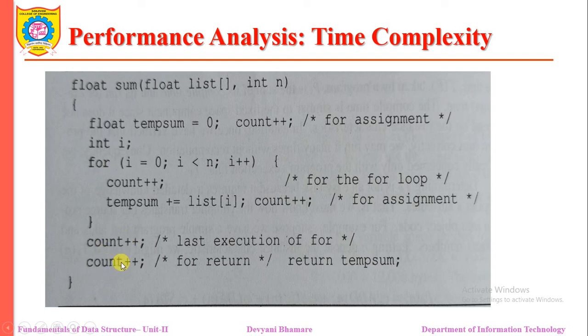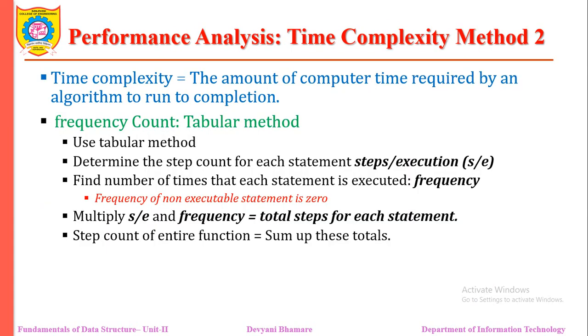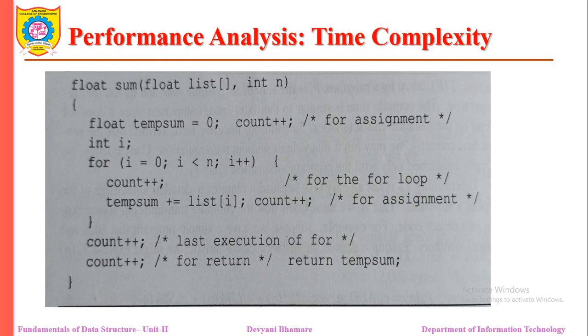So if you have observed, the count's initial value is 0 and its final value will be 2n plus 3, which is based on the size of n. So each invocation of sum executes a total of 2n plus 3 steps. Means for this program, we require 2n plus 3 step count. Now in this method, putting the count everywhere that execution happens is a bit difficult.